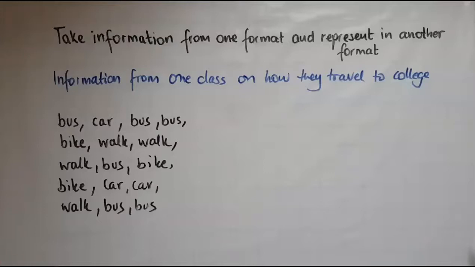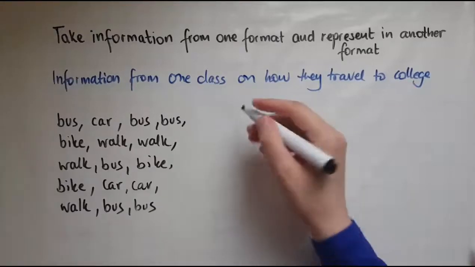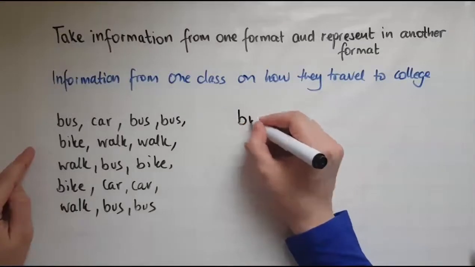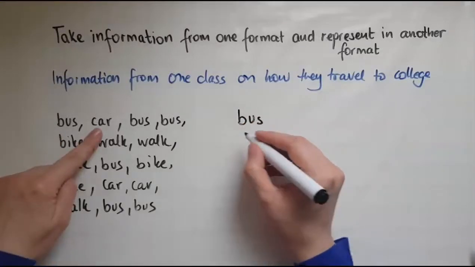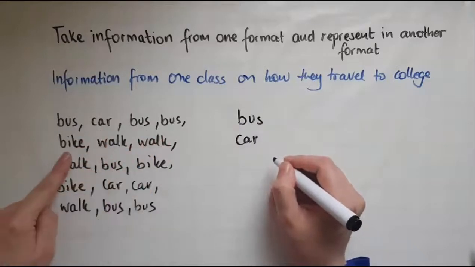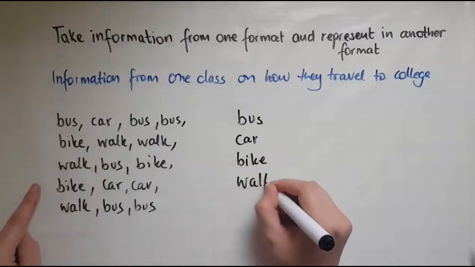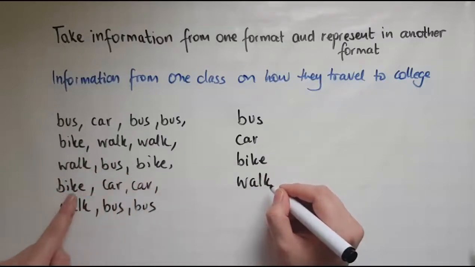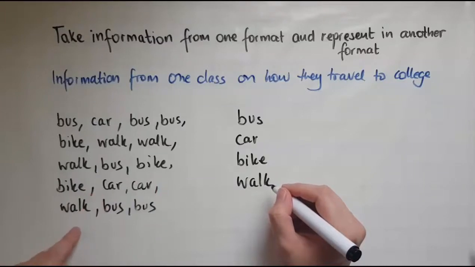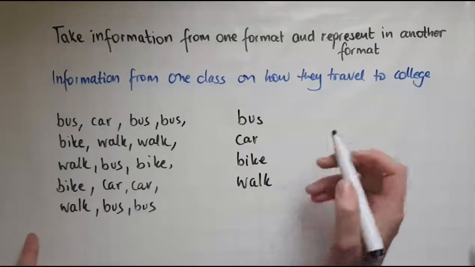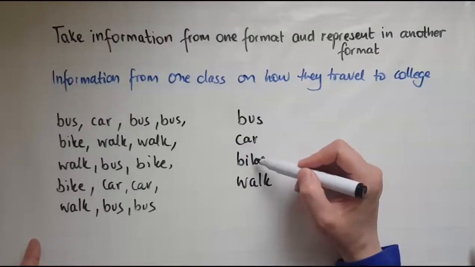So I will represent that now to begin with in a table. So what are the possible ways of traveling, the modes of travel? So we've got bus, so I'll add a row with bus. Car is another one, then bike, walk, and that's it. So I haven't got any trains, nobody said train. We've got bus, car, bike and walk.